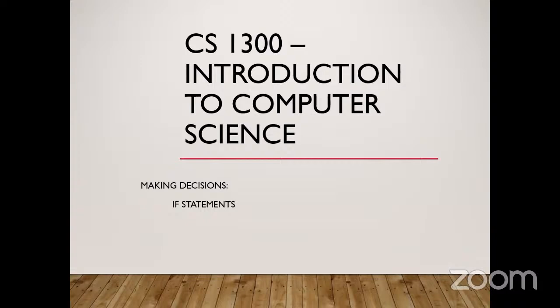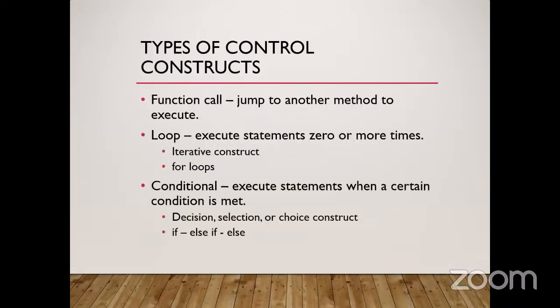Good morning. All right, so types of control structures: we've already done our function calls. We've already done loops. Now we're going to do conditionals. We're going to make decisions or select things. It's great. It saves you so much time. So much time saved here.